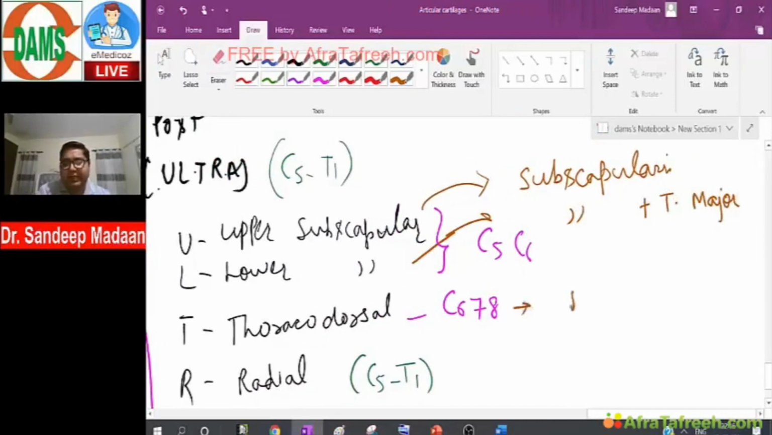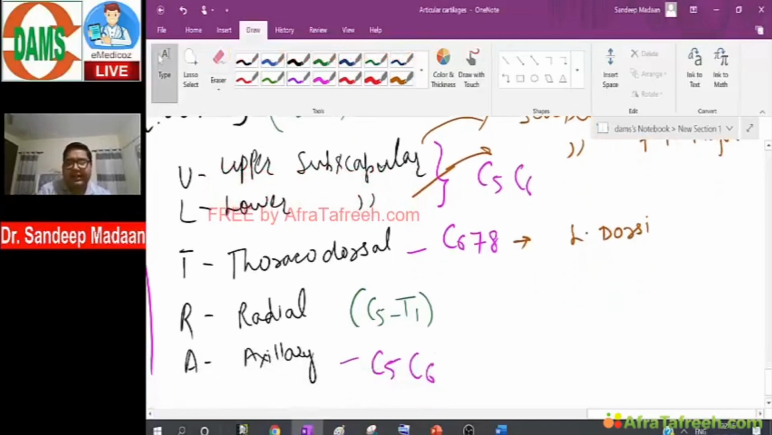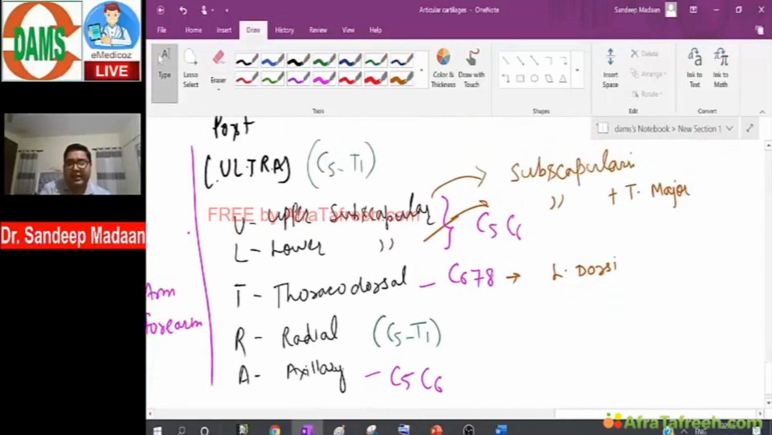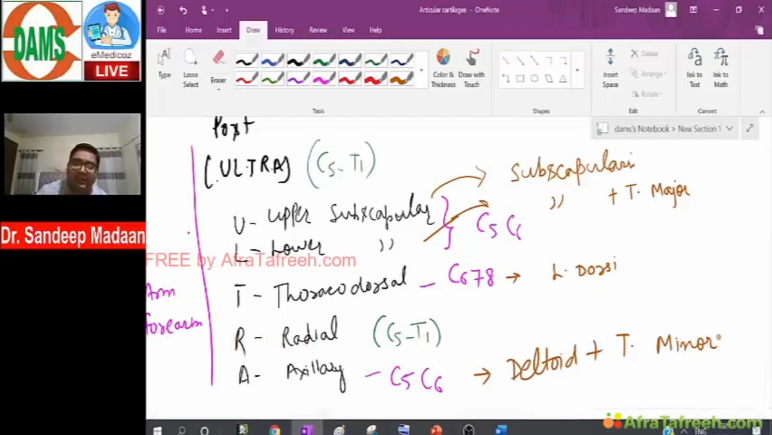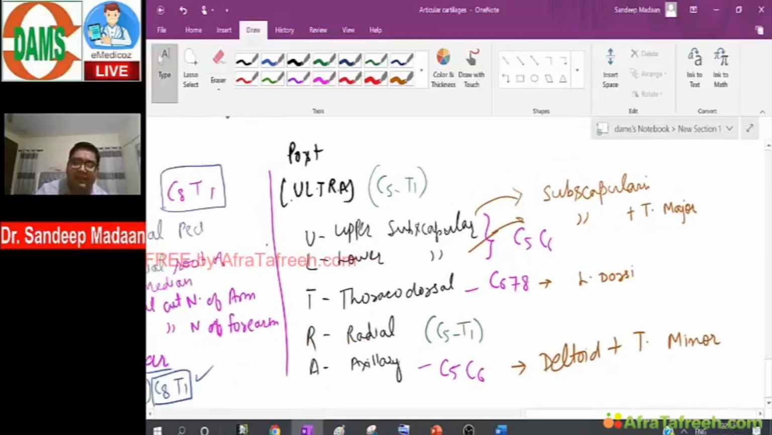Thoracodorsal is going to supply latissimus dorsi. What about the axillary? Axillary is going to supply deltoid plus teres minor. Okay. So these are the muscles supplied by the individual nerves. All right. I hope everything is clear to you.